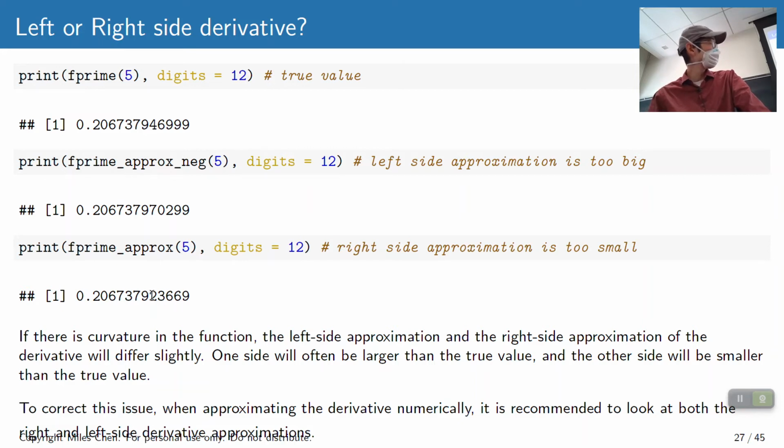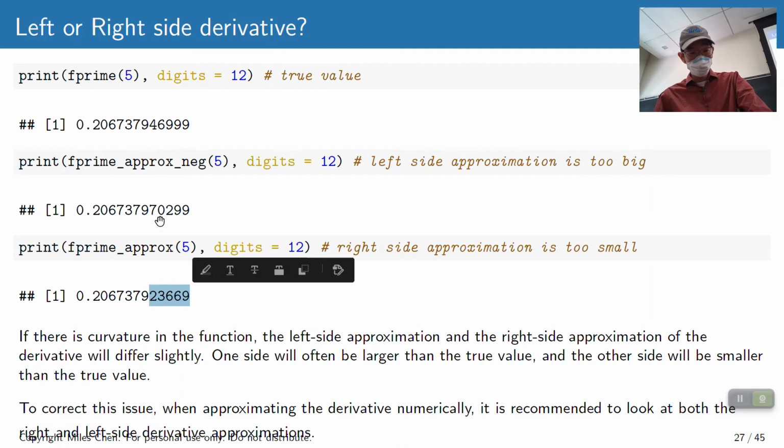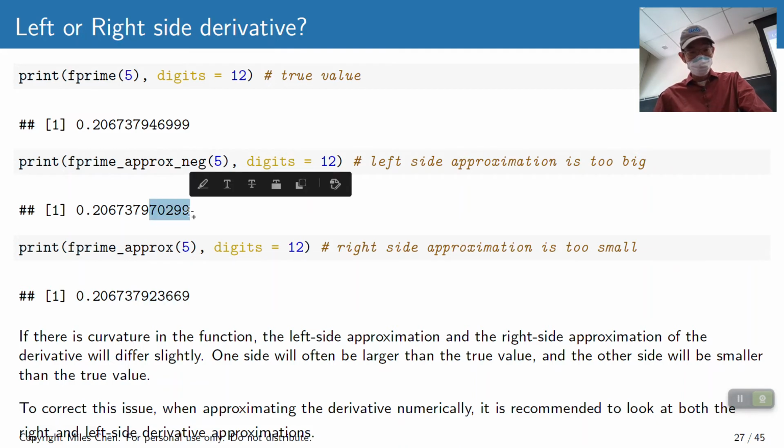So here I got 0.23699 versus 0.70299, and over here I got 0.46999.